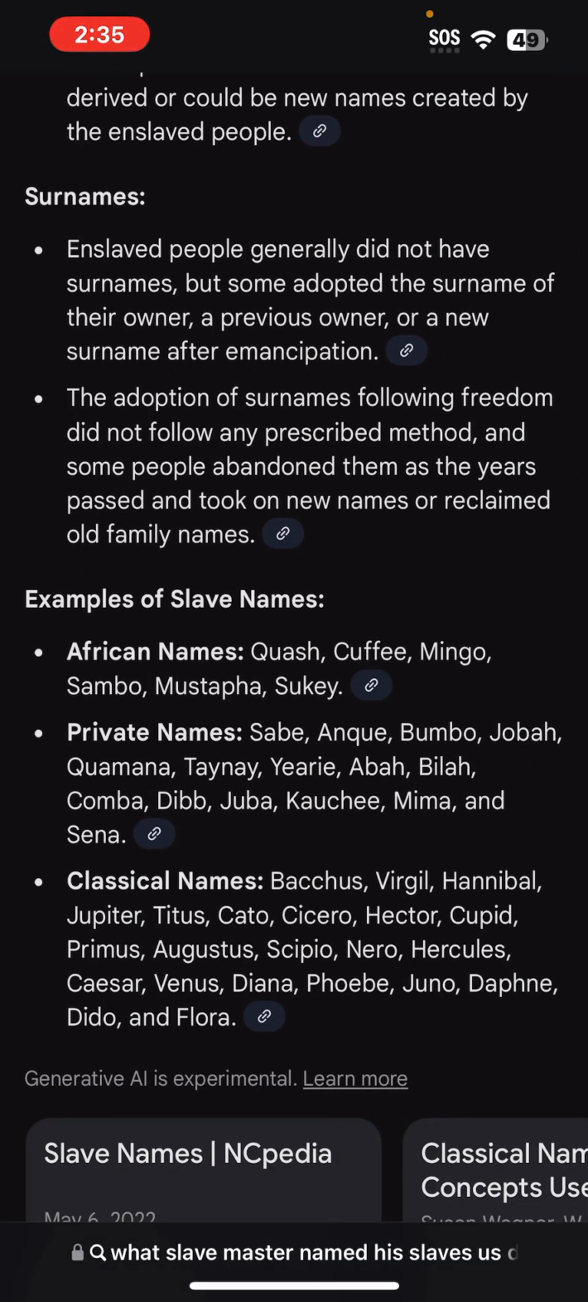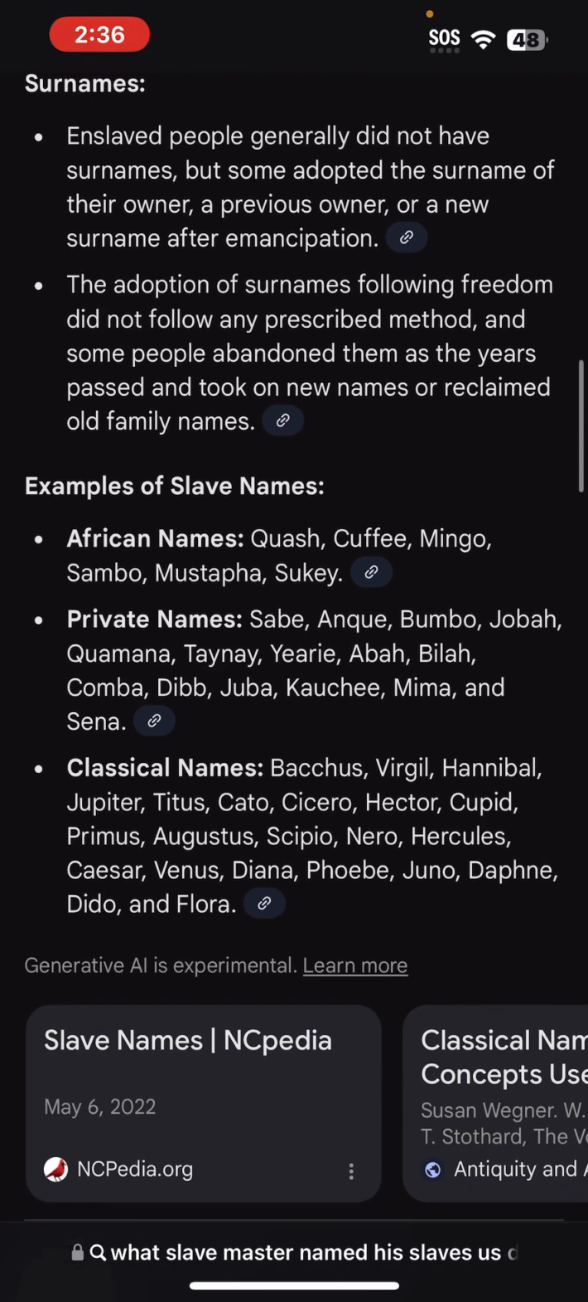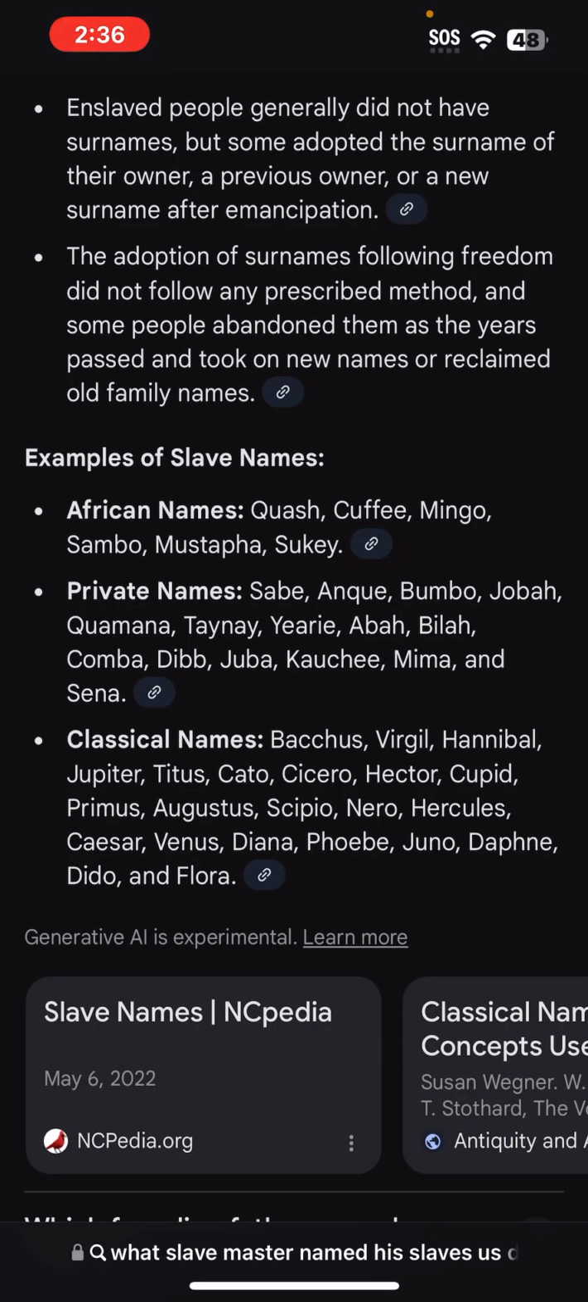And these are some examples of traditional African names: Squash, Coffee, Mingo, Sambo, Mustafa, Suki, Sab, Ani, Bumbu, Juba, Kwamana, Tane, Yere, Aba, Bila, Komba, Kashi, Mima, Asina. Classical names are Bacchus, Virgil, Hannibal, Jupiter, Titus, Zero, Hector, Cupid, Pyrrhus, Primus, Augustus, Scipio, Nero, Hercules, Caesar, Venus, Diana, Phoebe, Juno, Daphne, Dido, and Flora.